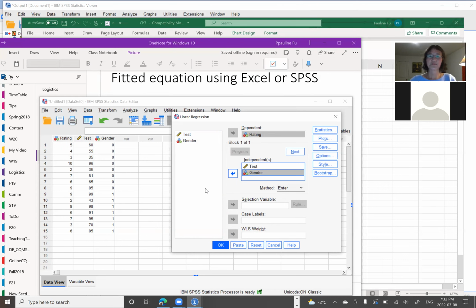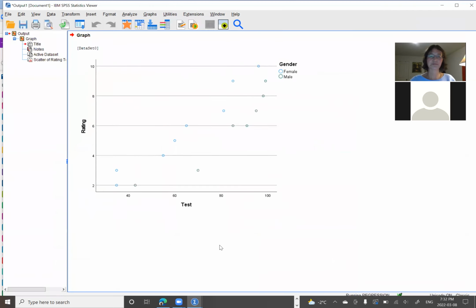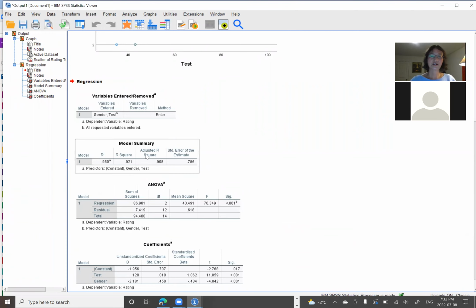There are several methods for multiple regression in SPSS. One is enter. We also have stepwise, remove, backward, forward. By default, it is enter. So let's just use the enter method, and then click the OK button. The output is very similar to Excel. If you want to write down the equation, you base it on the coefficient table.